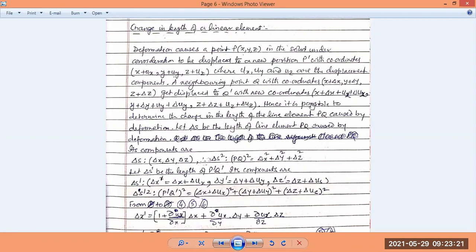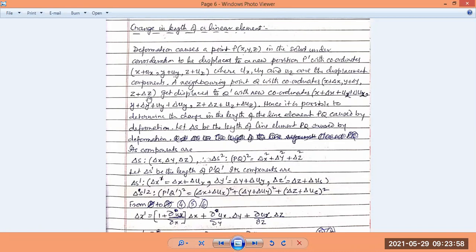Now, next, again, we are considering a neighboring point Q, which has coordinates x plus delta x, y plus delta y, and z plus delta z. So we are going back to the same conception. We have a neighboring point which is very close to P, but does not coincide with P. Its coordinates are given by adding the amounts delta x, delta y, and delta z to the coordinates of P. So the coordinates of Q are x plus delta x, y plus delta y, and z plus delta z.